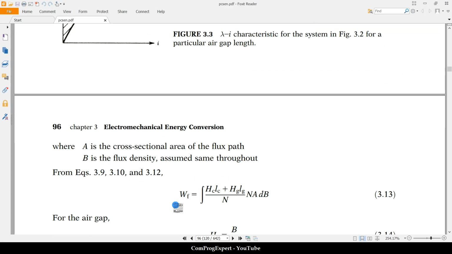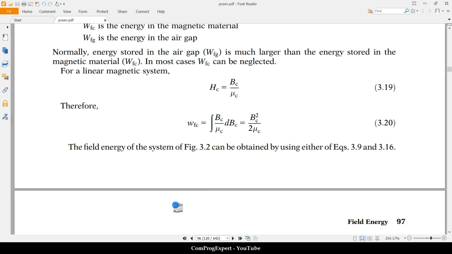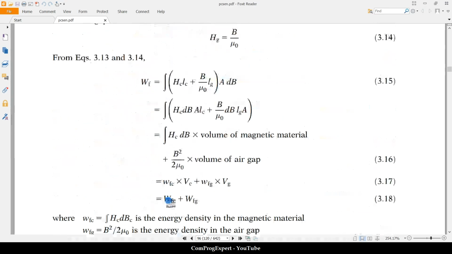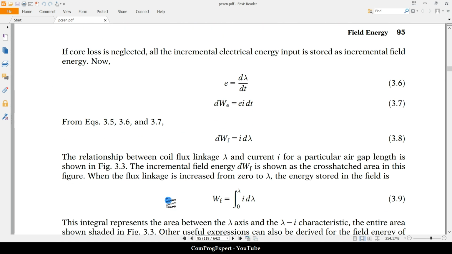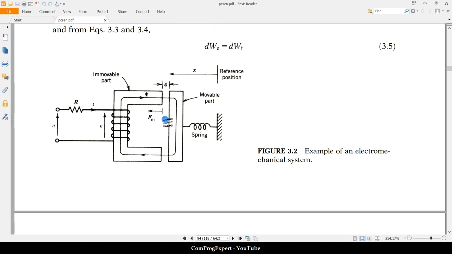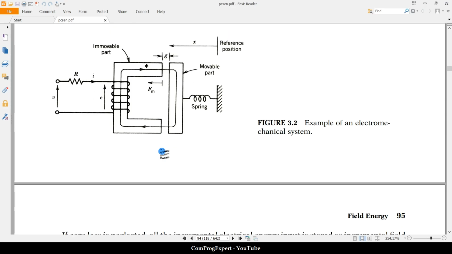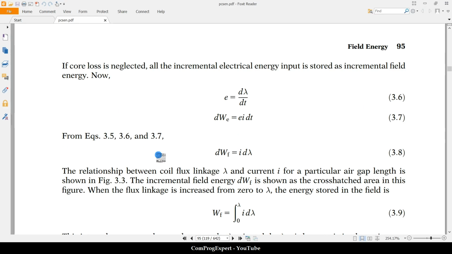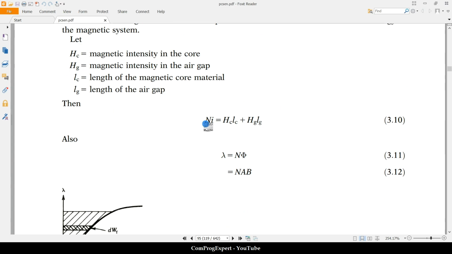Consider this structure shown here in the figure that we had. You can consider this mean flux line and write the equations that we used in chapter 1, the integral of H dot dl. So you can write Ni is H core times L core, the length of the flux path in the core, plus H gap times L gap.